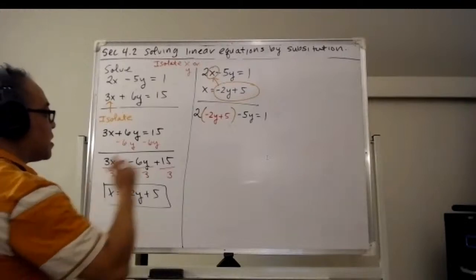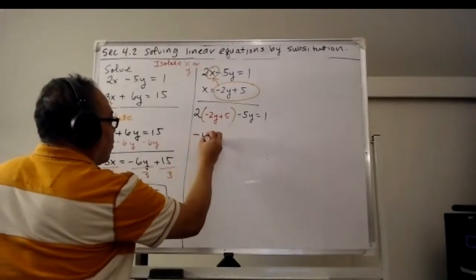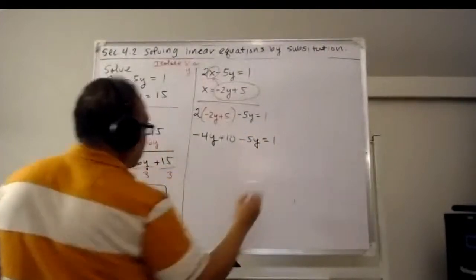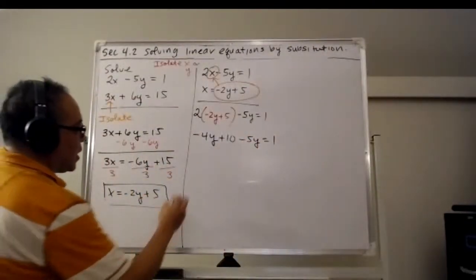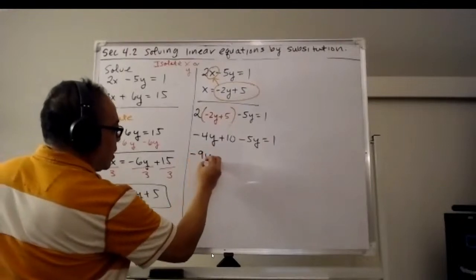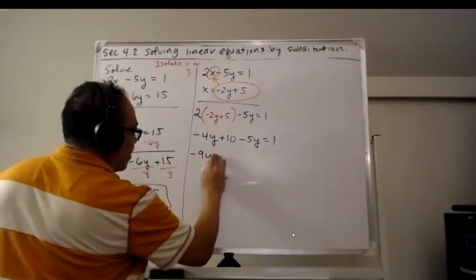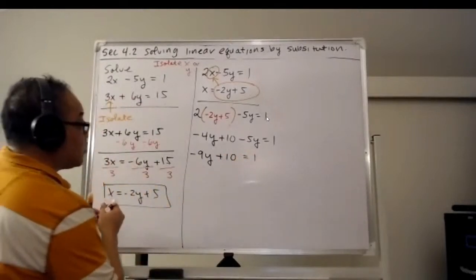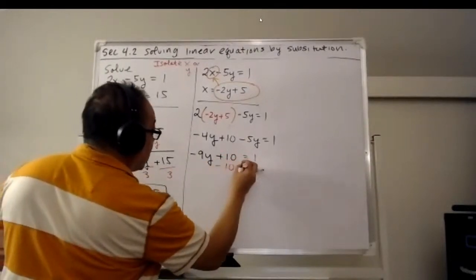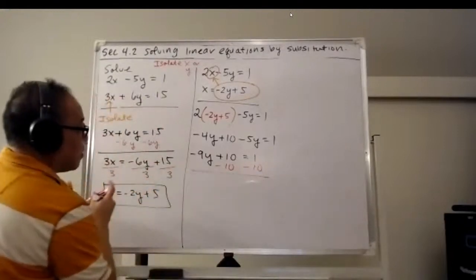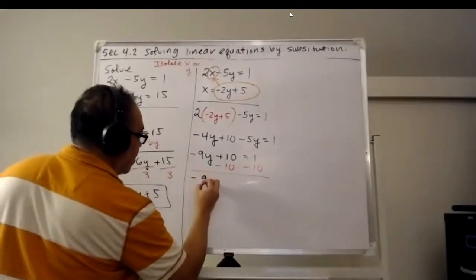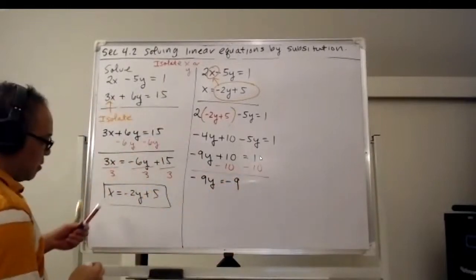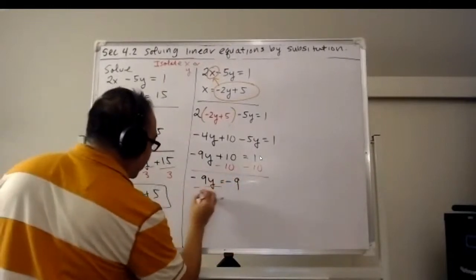So you get minus 4y plus 10. So I get minus 9y. Then I'm going to subtract 10. And then I'm going to divide both sides by minus 9.